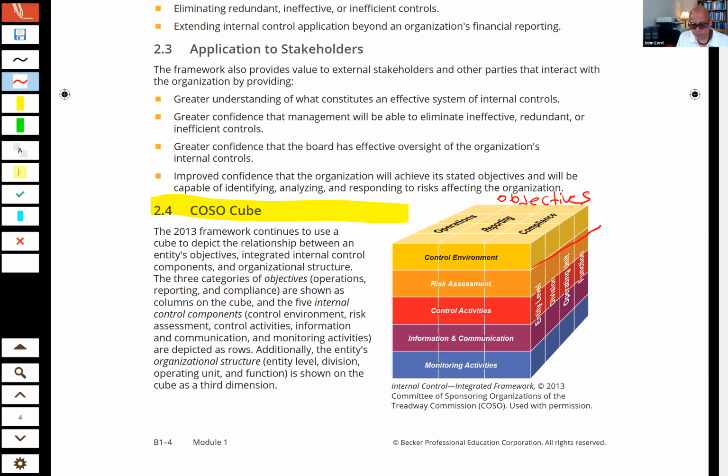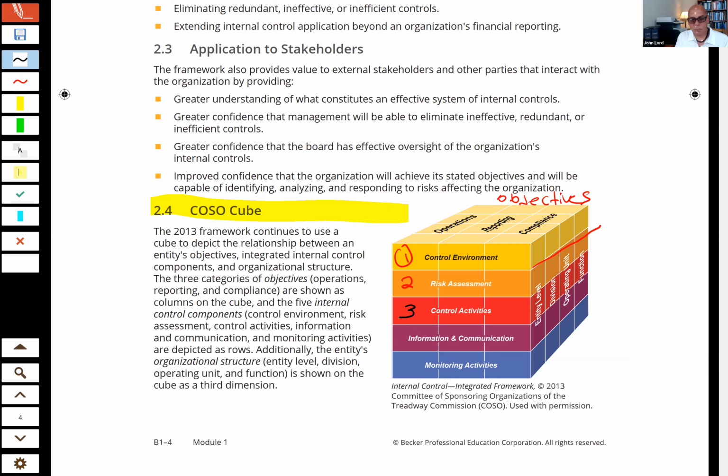Now, they give us the various pieces of the control components, I should say, the control structure here. And we have the control environment, and the control environment sits at the top. Okay. We have the entity assessing the risk to achieving the objectives. Okay. Then we have information and communication, and then we have control activities.